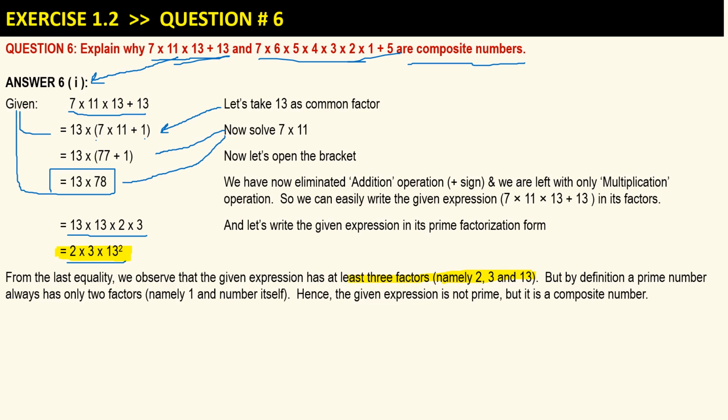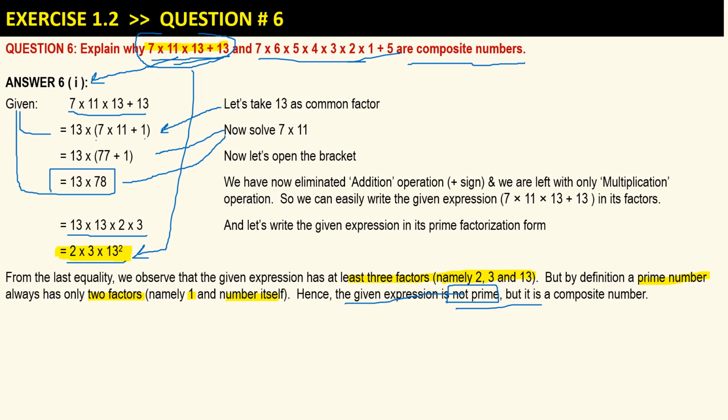Now by the definition of a prime number, we know that a prime number always has 2 factors. The first factor is the number 1 and the second factor is the number itself. So if this given expression were to be a prime, it would contain only 2 factors. But here we are saying that this given expression has more than 2 factors. Therefore, we can simply say that the given expression is not a prime number.